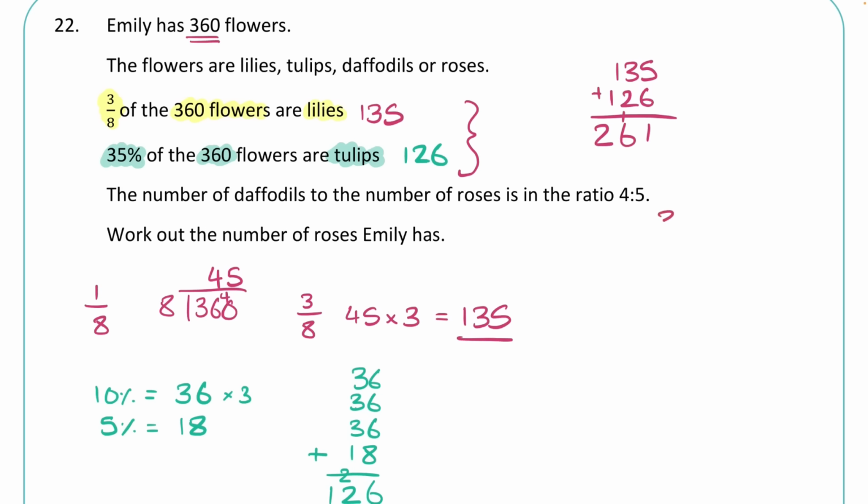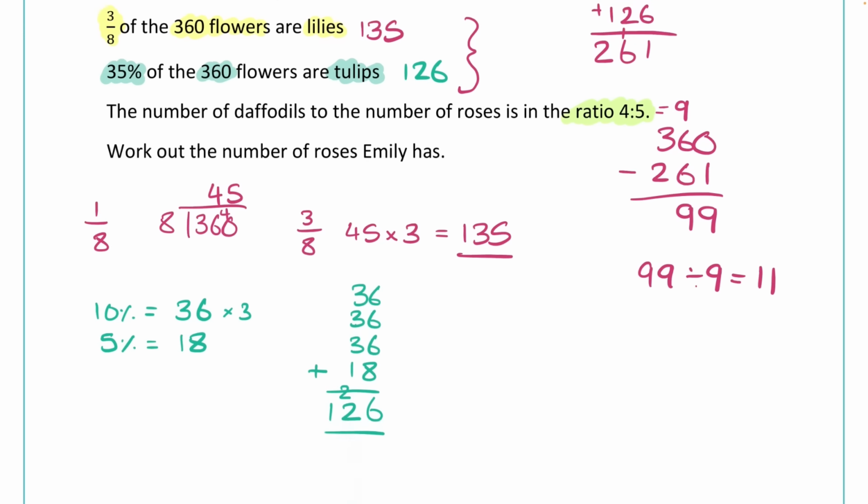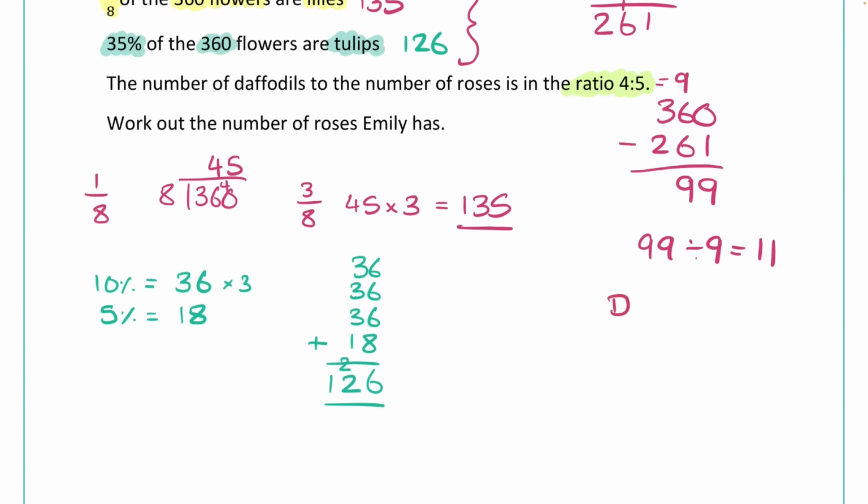So we have 360, take away 261. I can actually see there that that's 99. Obviously take your time to do your subtraction there, but that comes out as 99. So there are 99 flowers that are left over, and they are in the ratio 4:5. So I need to split 99 in the ratio 4:5. So 4 plus 5 is 9 parts. 99 divided by 9 is equal to 11.